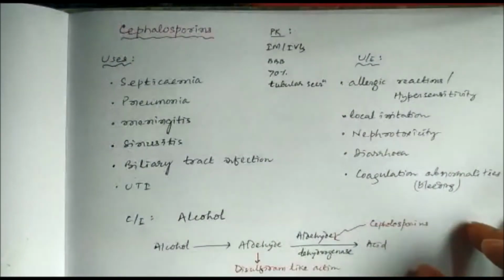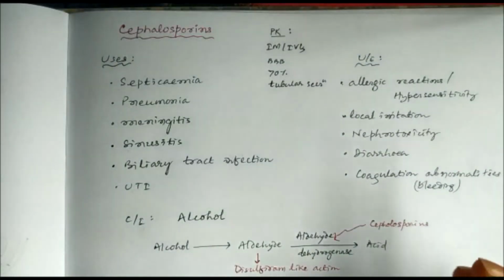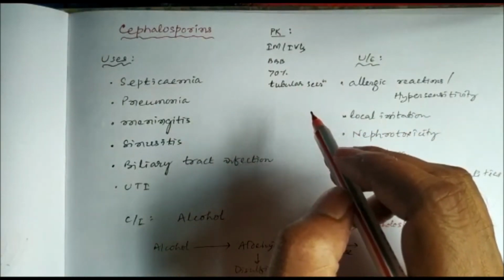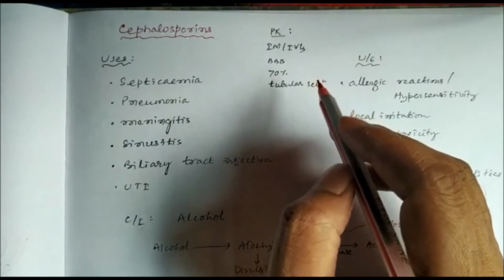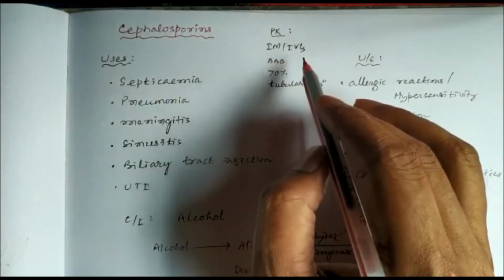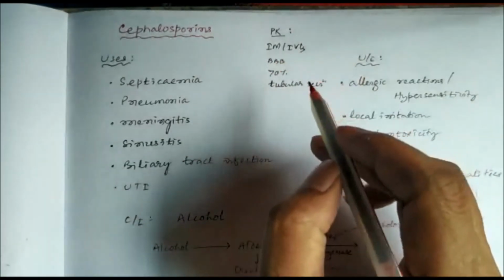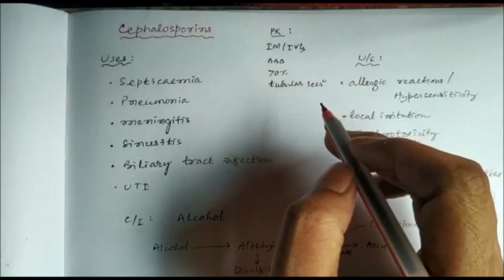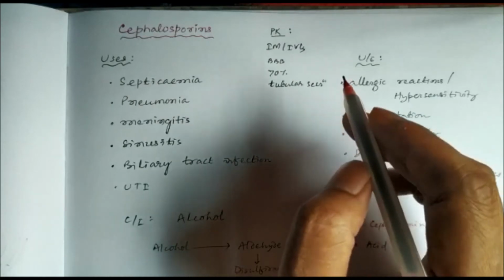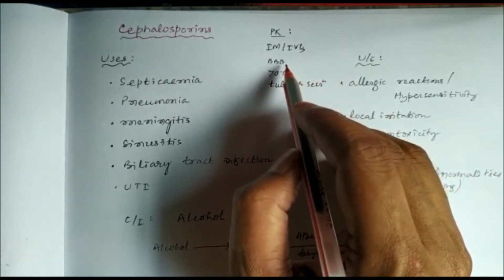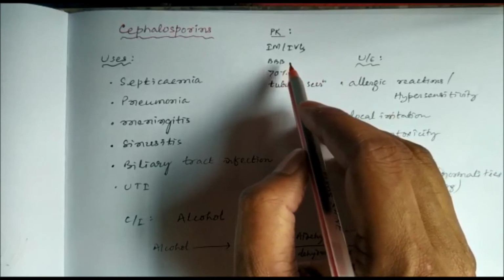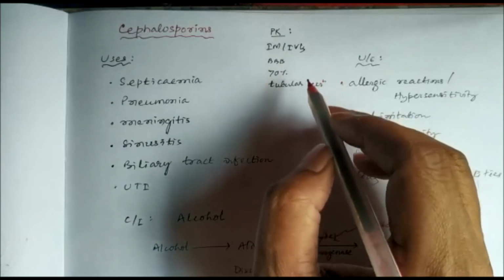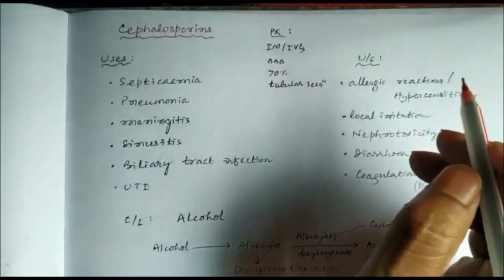Then if we see the pharmacokinetics, the cephalosporins may be given orally, but most are given intramuscularly or intravenously, that is parenterally, and after absorption they are distributed widely. Some of them can cross the blood-brain barrier. For example, ceftriaxone, cefotaxime, cefuroxime can cross the blood-brain barrier. Cefoperazone also can cross the blood-brain barrier.